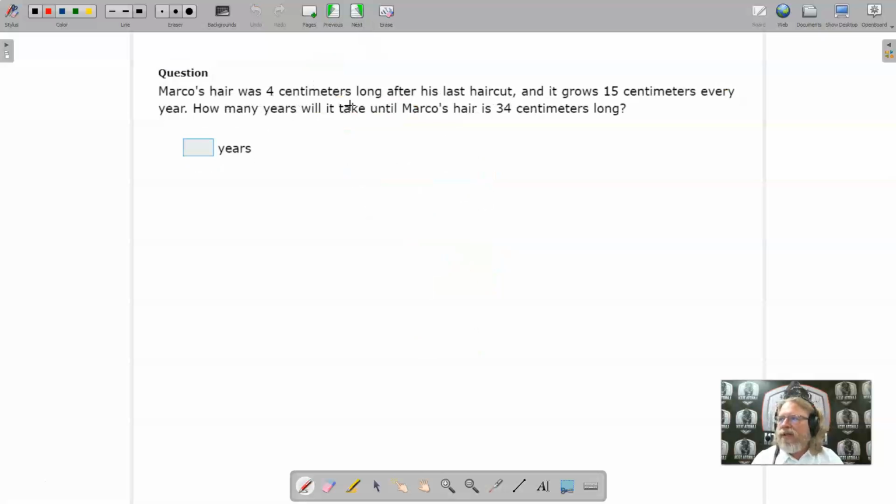Marco's hair was 4 centimeters long after his last haircut, and it grows 15 centimeters every year. How many years will it take until Marco's hair is 34 centimeters long? So here's our total right here, right? So this is going to equal 34, right? We know that's going to be the total we're looking for.